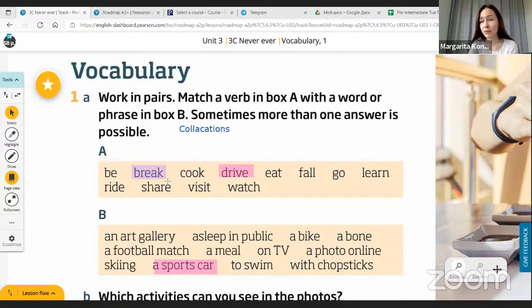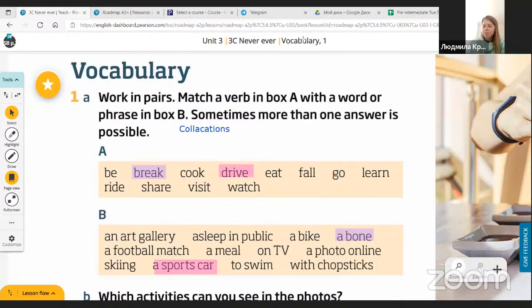What can you break? A bone. A bone, yes. Bone? So, кость. Yeah, you have a bone, break a bone. Exactly. Но это как переводится просто сломать? Сломать что-то или сломать перелом? Руку или там кость, извините. To break a bone, сломать кость. Exactly.